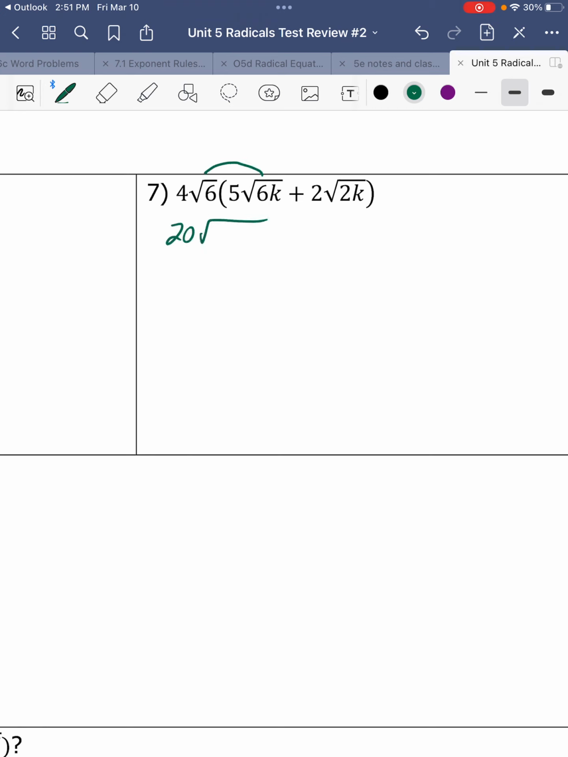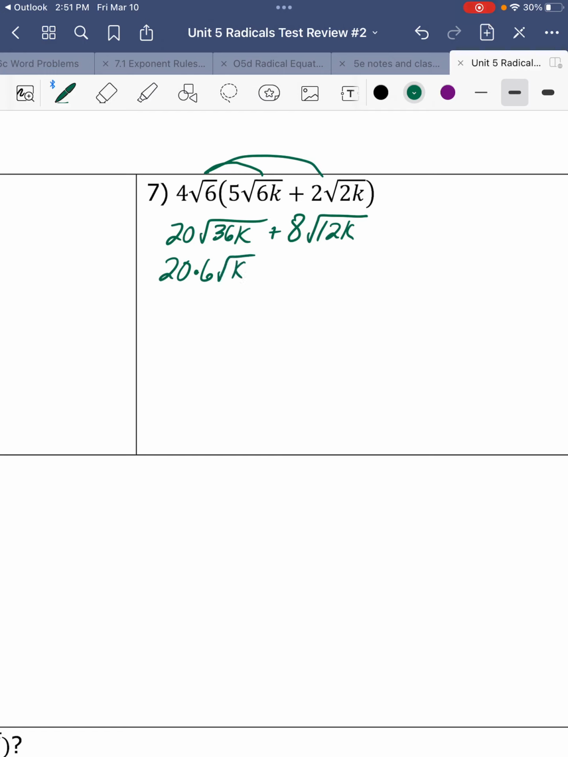Number 7, we're going to distribute. So 4 times 5 is 20. 6 times 6k is 36k. 4 times 2 is 8. 6 times 2k is 12k. Now, after you multiply, you always simplify.